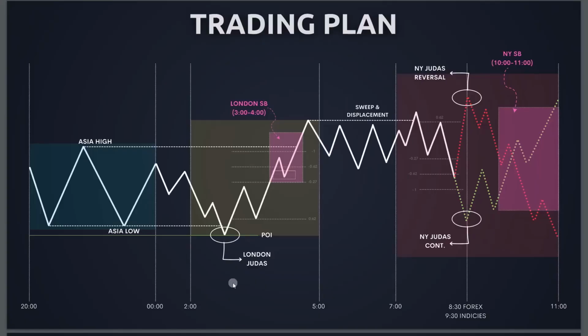And also for indices, if we have a news release at 10 a.m. instead, then we do not expect the Judas swing to happen at 9:30, but we do expect it to happen around 10 a.m. That's fine. If you are not able to, then you can trade the New York silver bullet. The same way we trade the London silver bullet, we can take the same approach, and it goes from 10 a.m. until 11 a.m. New York time.